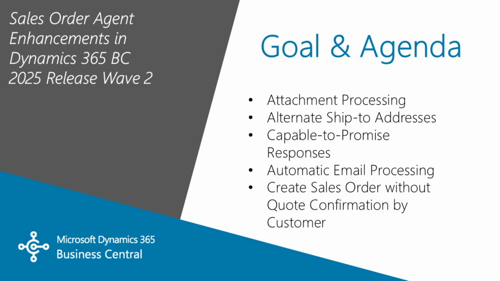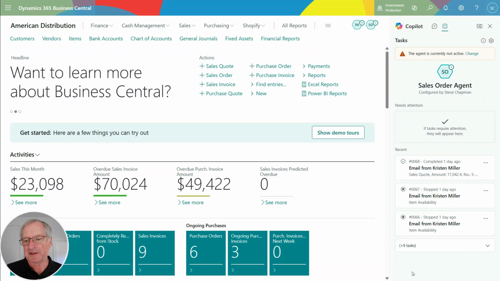Also look at automatic email processing, and this is nice because the sales order agent can be set up to start processing emails as soon as it receives it in the shared mailbox. You've got control over that. We'll look at all those options. And finally, we'll look at the ability of the sales order agent to create sales orders without getting quote confirmations back from the customer. Here's my Business Central system.